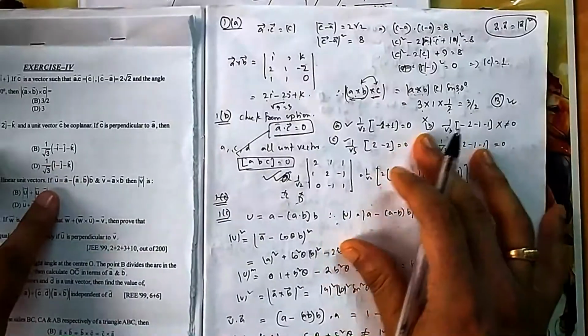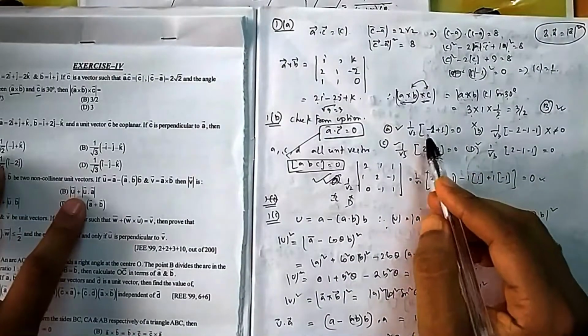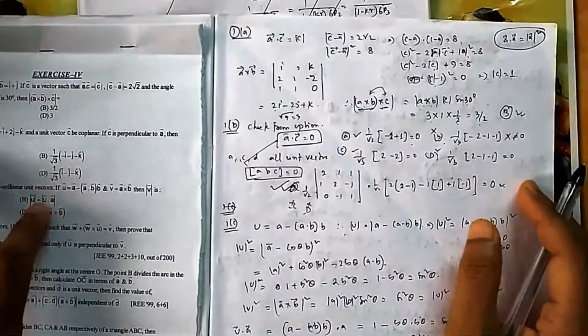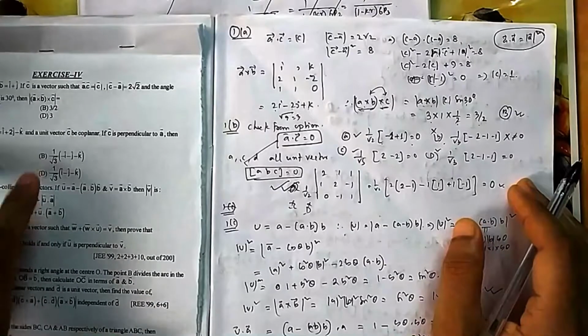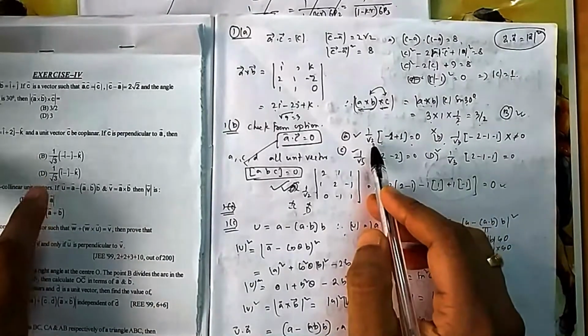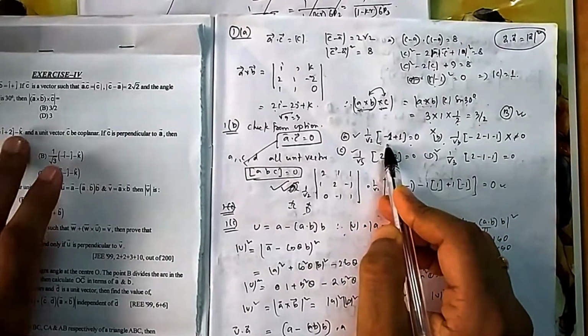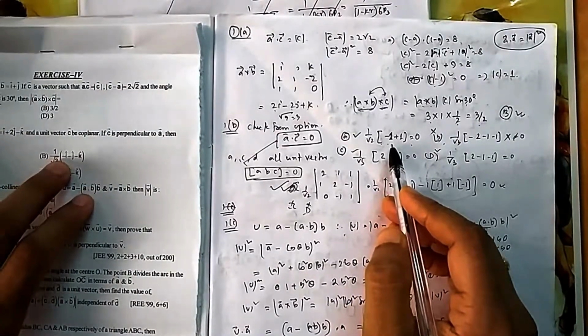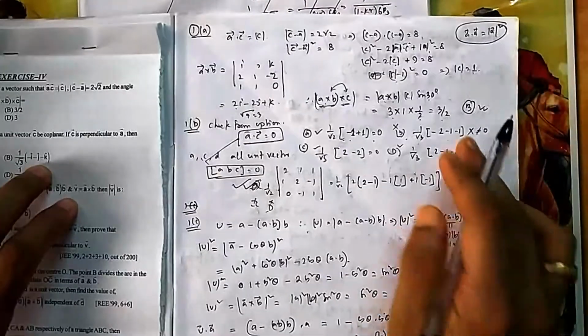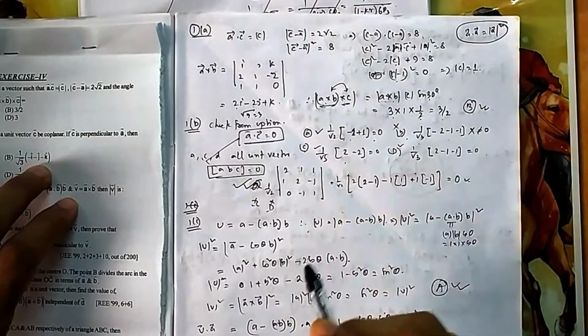First you dot with A and see which one is satisfying. If you dot with option A, it is 0, and B it is 0. A dot C I am doing. This and this dot: 1 by root 2 minus 1, then 1, it is 0. Then with the second one, it will be minus 2, minus 1, so it is not 0, so B will not be the answer. C is also 0, D is also 0.